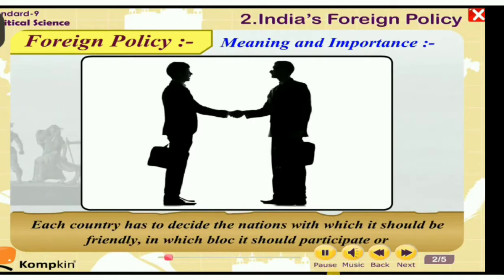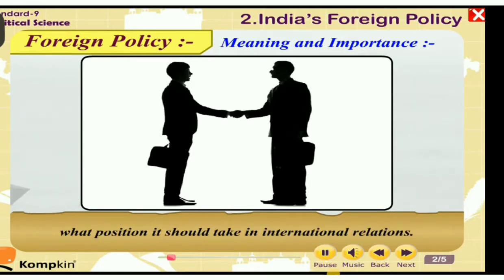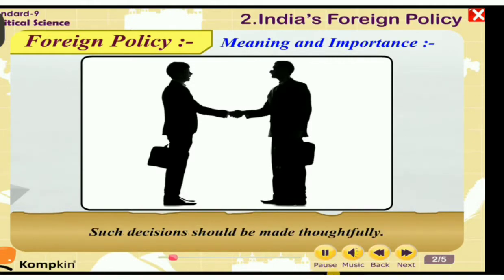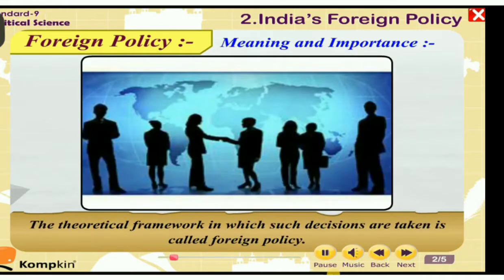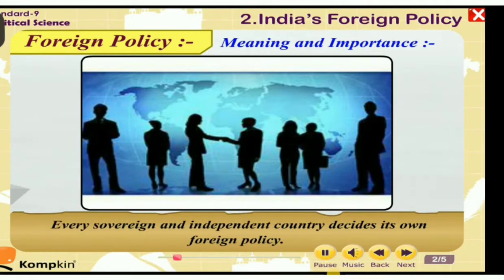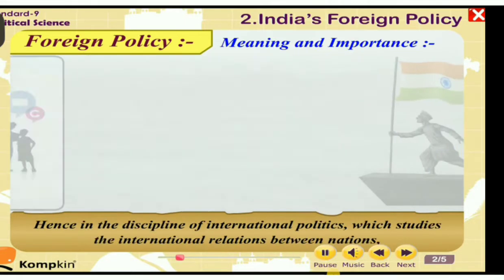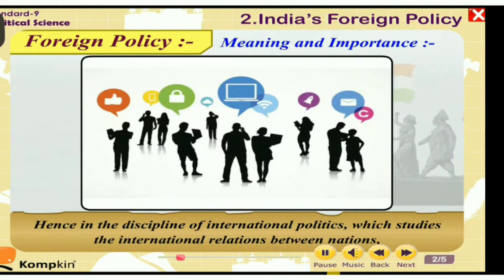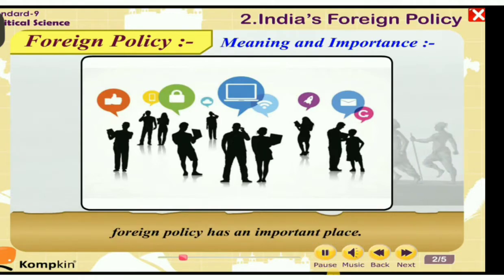Each country has to decide the nations with which it should be friendly and in which blocs it should participate, meaning which country we have to trade with and with which we don't. What position it should take in international relationships. Such decisions should be made thoughtfully. The theoretical framework in which such decisions are taken is called foreign policy. Whatever framework and whatever rules we follow is known as foreign policy. All independent nations have their own foreign policy, that is, rules and regulations. Hence, in the discipline of international politics, which studies the international relations between nations, foreign policy has a very important place.